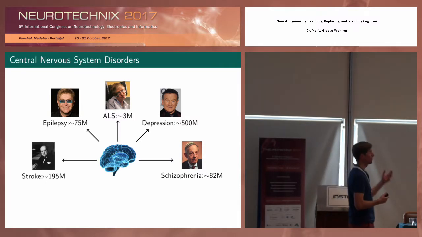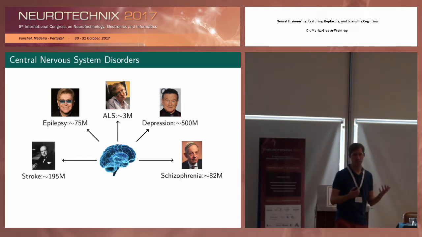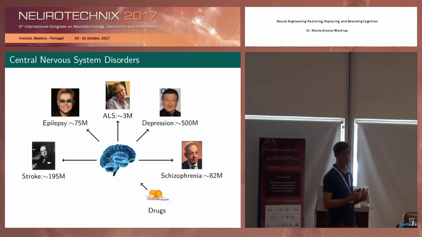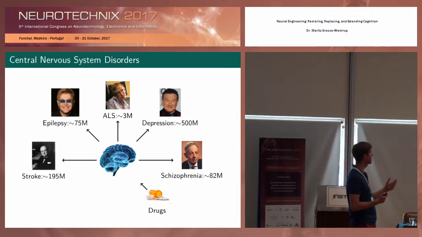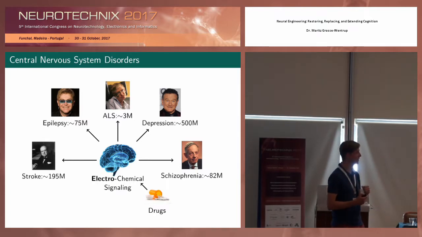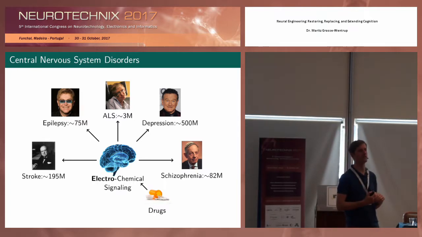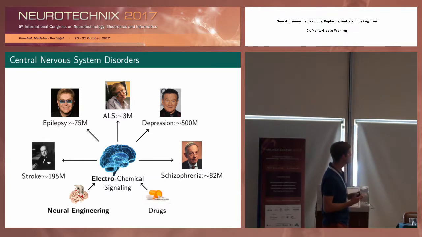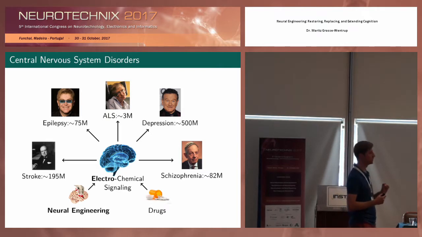Now, the way that these disorders are treated nowadays is, of course, sometimes psychotherapy, a lot of drugs, and that's because these drugs act on the chemical signaling pathways of the human brain. But we know that the brain does not only use chemical, it also uses electrical signaling. And my vision is really to use neuroengineering to intervene on the electrical signaling pathways of the human brain to treat cognitive deficits.